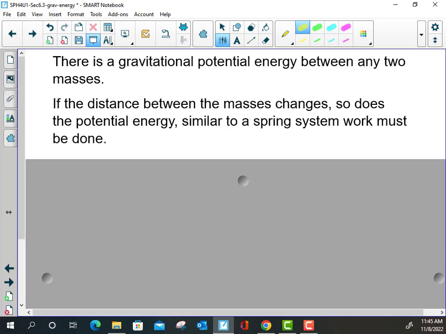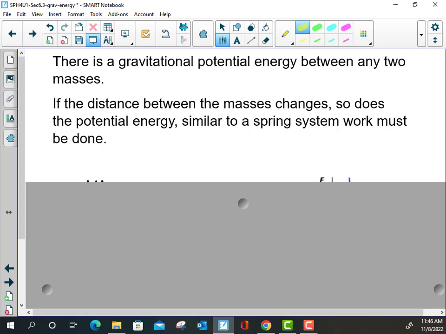If the distance between the masses changes, so does the potential energy, which makes sense. So similar to a spring system, work must be done. So if you want to leave Earth's surface, it takes energy for you to leave Earth's surface. As you go farther and farther away, something happens to that gravitational energy. The force itself decreases, so the effects of the gravitational field on Earth would decrease as you get farther from the planet, but something interesting with the energy happens as well.